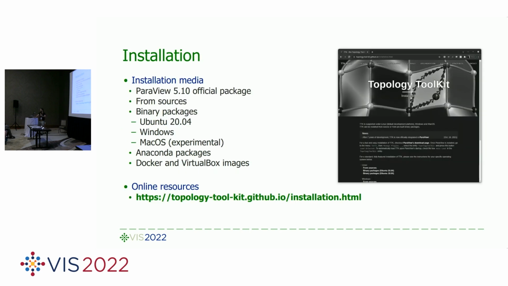Installing TTK has never been easier. I would recommend simply to go to the ParaView official website. You click on download. You may want to try the release candidate version for 5.11. That way you have the latest TTK features. So it's just a matter of downloading ParaView, enabling the plugin, and you can do everything that we will show this morning based on that.